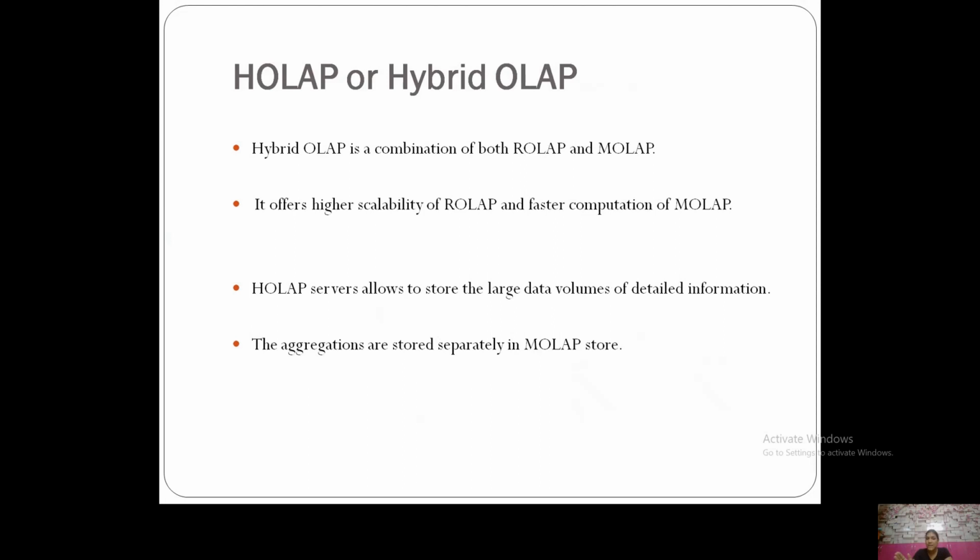HOLAP or hybrid OLAP. Hybrid OLAP is a combination of both ROLAP and MOLAP. It offers the higher scalability of ROLAP and the faster computation of MOLAP. HOLAP servers allow storing large data volumes of detailed information.